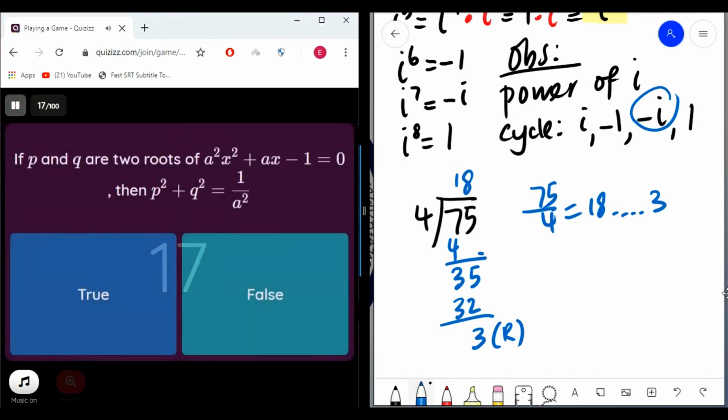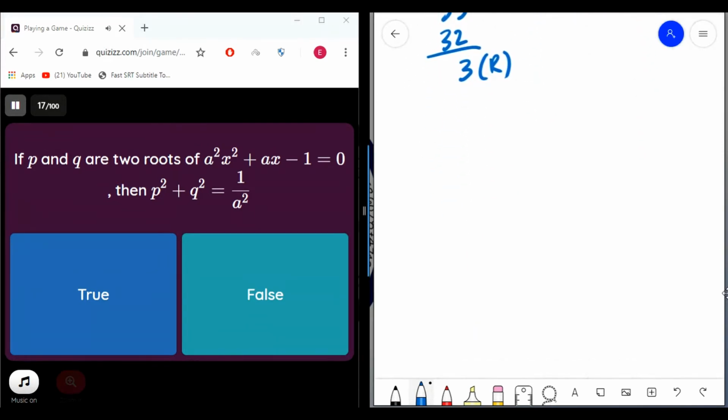Number 17. If p and q are two roots of alpha squared x squared plus alpha x minus 1 equals 0, then p squared plus q squared equals 1 over alpha squared. Okay, we need sum of roots and product of roots to answer this question. This is actually a very popular Paper 1 question, but candidates always get stuck somewhere in the middle or make careless mistakes. But never mind, we'll try it now.